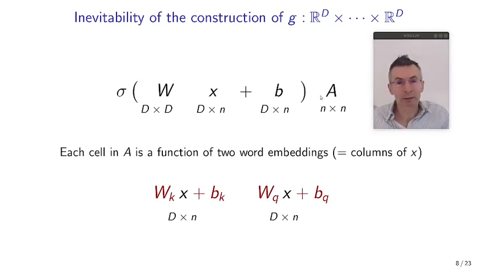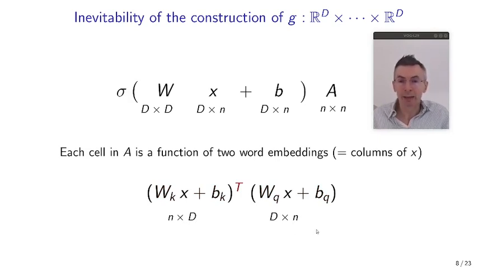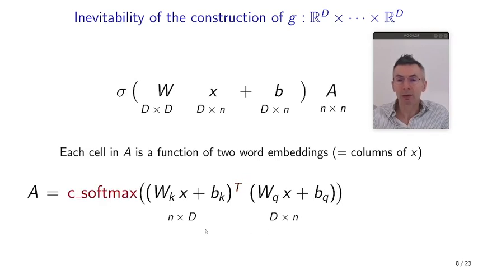Now we're trying to construct A as an n by n matrix out of this. So what can I do? Well, I could multiply these things together, but first I have to take the transpose of the first one, so that it's n times d instead of d times n. And then the result will be of type n times n. So I'm almost done. I'll just put in a column-wise softmax to scale things, and that will be my definition of A. And that is the entire thing.